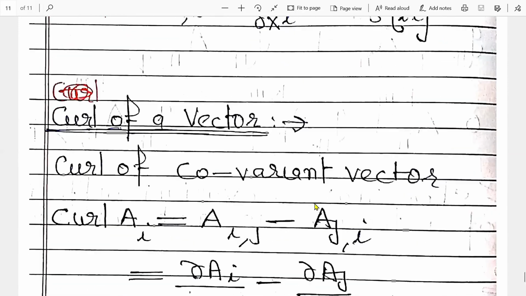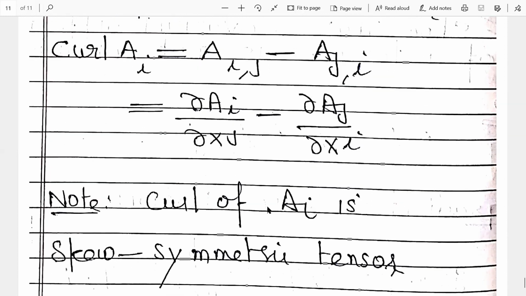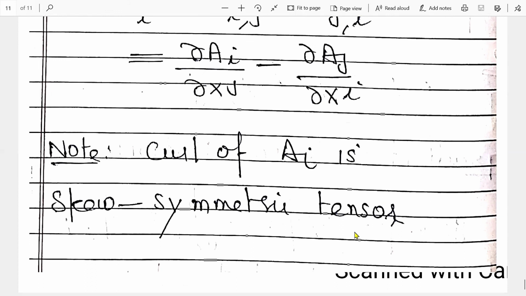So in the case of curl of a vector, the formula is ai comma j minus aj comma I, and we already found the value of this, which is curly ai over curly xj minus curly aj over curly xi. So this is the curl of ai. So this is the skew symmetric tensor. We can easily find that for curl of aij, if we take minus outside, it is a skew symmetric tensor, right?